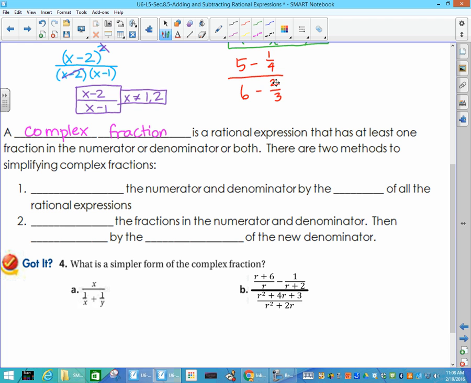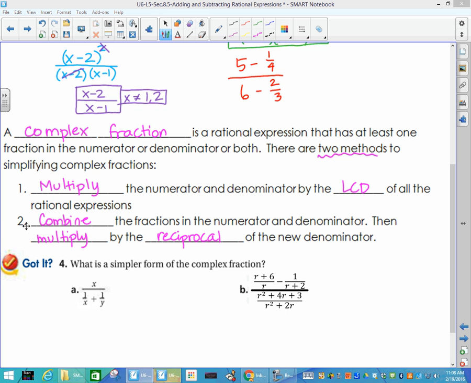Okay, so there are two methods that your book talks about for simplifying them. The first one is that you can multiply the numerator and the denominator by the LCD of all the rational expressions. Okay, the second method is that you can combine the fractions of the numerator and denominator and then multiply by the reciprocal of the new denominator.